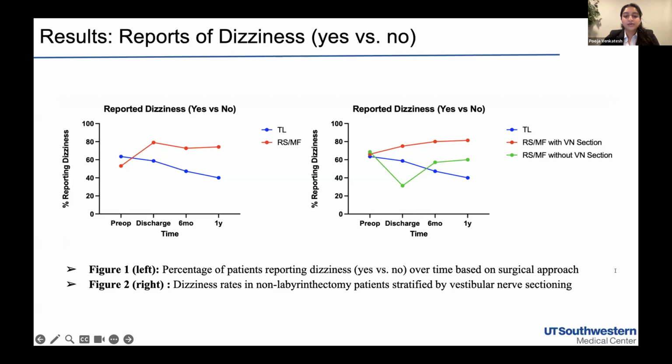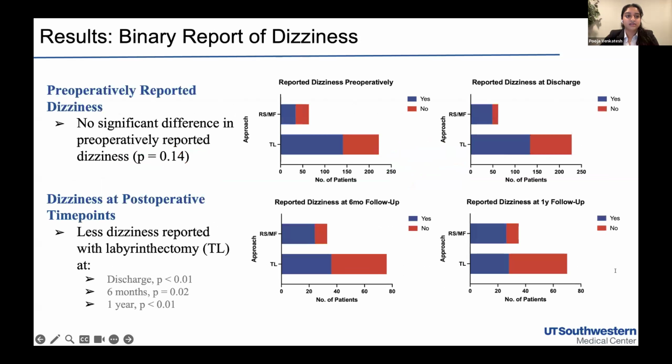And as there was no significant difference in dizziness rates between these groups, vestibular nerve section was not included in our further analyses. Looking further into binary reports of dizziness, the Fisher exact test revealed no significant difference in binary outcome of dizziness based on preoperative reports and surgical approach, as you can see here. However, at discharge, patients who underwent a labyrinthectomy reported a lower incidence of dizziness compared to those who did not. And this association persisted at the 6 month and 1 year follow-up intervals.